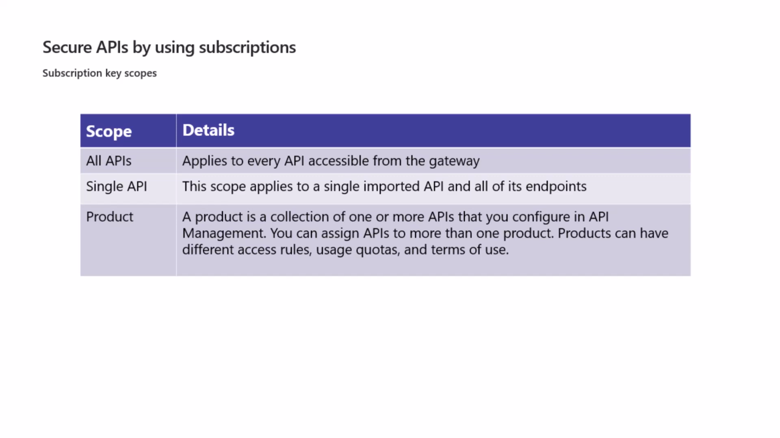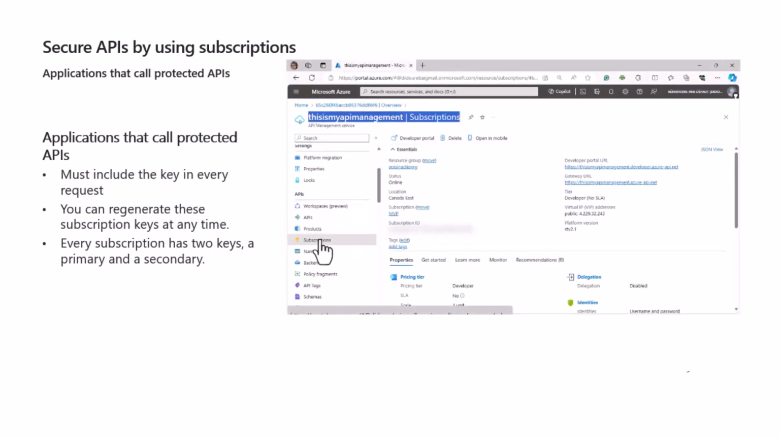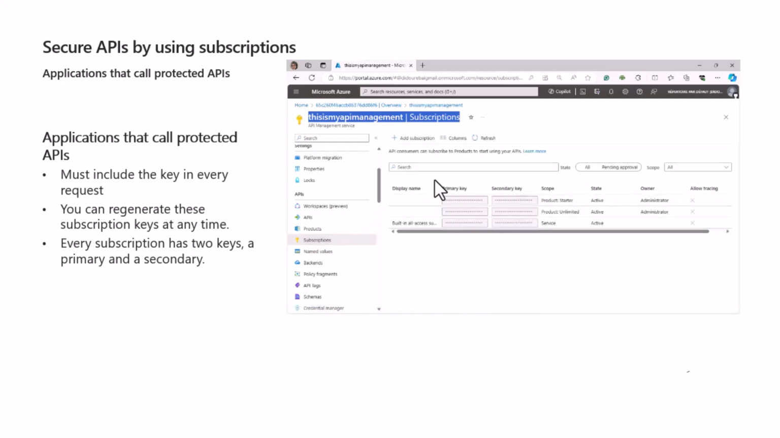And here we can see how we can secure by subscription. We select our API management, we have APIs, under APIs we have subscription, and we can generate always our keys. Applications that call protected APIs must include the key in every request, and we can generate this key multiple times and at any time. Every subscription has two keys, primary and secondary. We find it here in APIs under subscription.